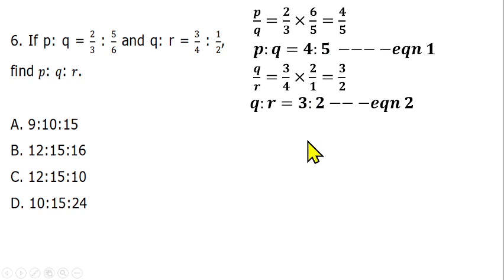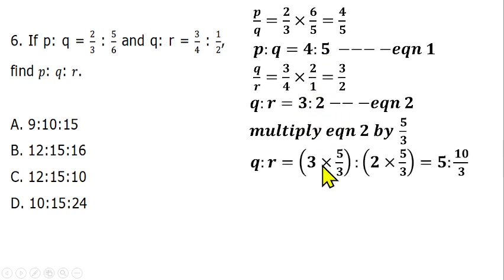If I multiply equation 2 by 5 over 3, then I'll be able to convert this 3 to 5. Let's see that. So from equation 2, I multiply this 3 by 5 over 3, and I multiply this 2 also by 5 over 3. So 3 can go in 3 here, so I have 5 left. So this 2 times 5 gives us 10 over 3. So equation 2 is now 5 to 10 over 3.